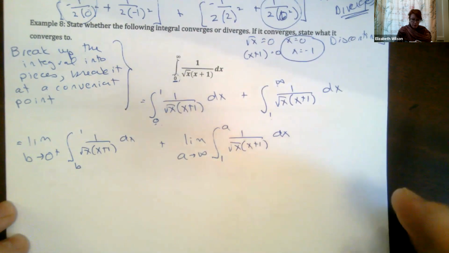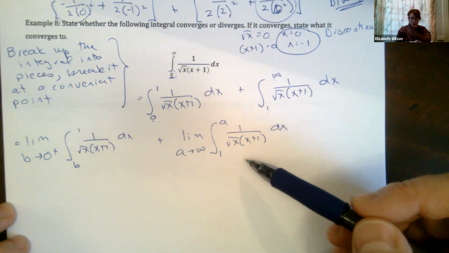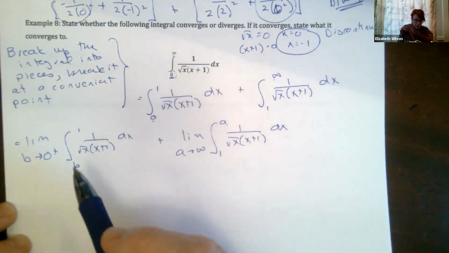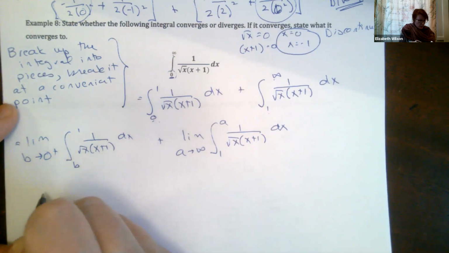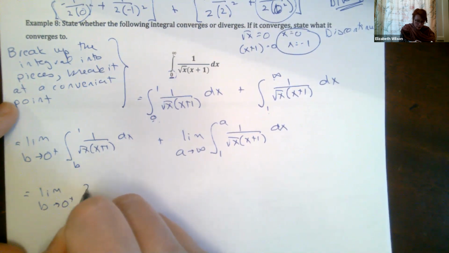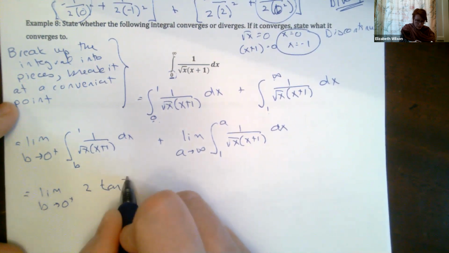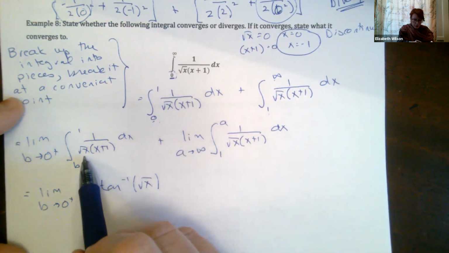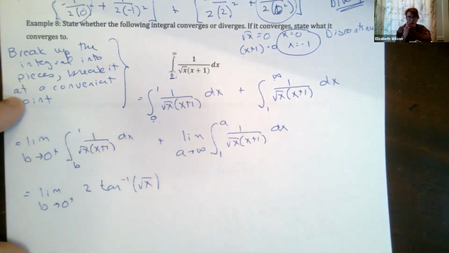Okay. I'm going to let you guys do the actual integration stuff on here, but basically I'm just going to give you the antiderivative. So this is going to be the limit as b goes from 0 to the right of 2 times the inverse tangent of radical x. You can think about that: if you multiplied this through, what would you get? That would actually fill out into an inverse tangent form.